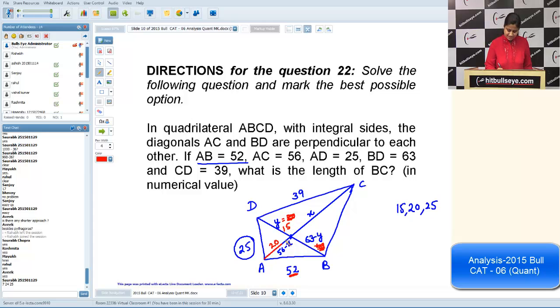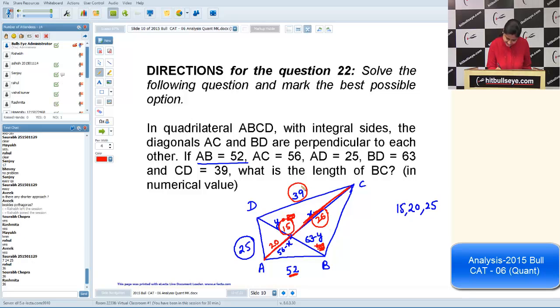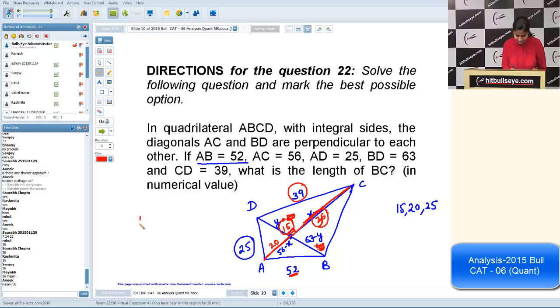If this is 20, the total length was 56, so it will be 36. Sorry, 26. Now I can judge this. Now this is 15, this is 36, and this is 39, and this is a Pythagorean triangle. Sorry, 36. Yes.